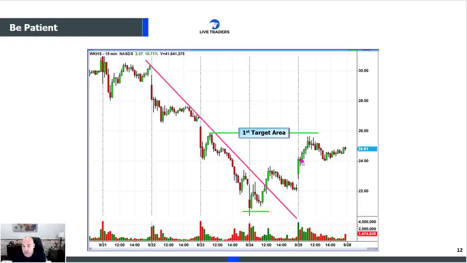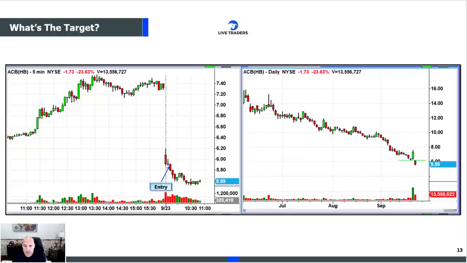But it's walking through the chart, okay? It's walking through the chart, all right? Now, in terms of targets, here's an example of a stock. What do you do? I get this question all the time, almost daily. Hey, Jared, there's a really cool gap on ACB.